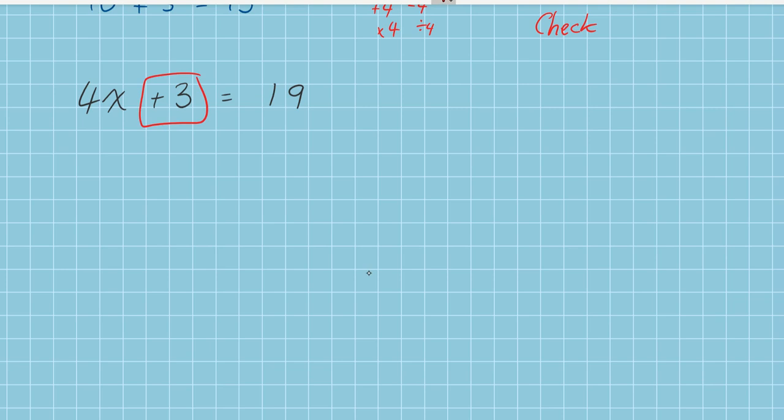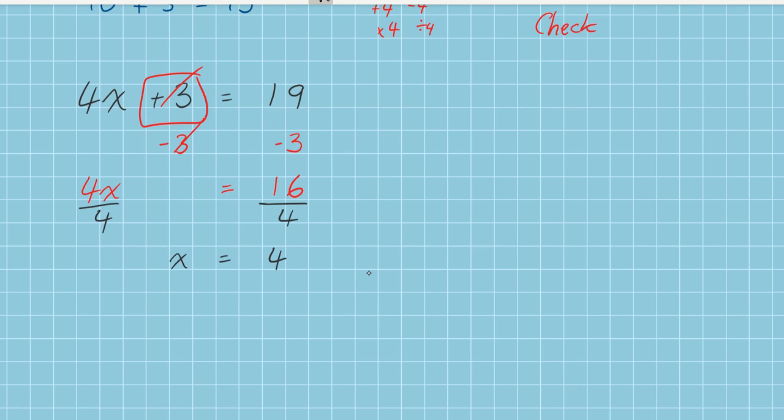Okay, so my first step is I'm going to take this guy here out. He's a plus 3, so I'm going to minus 3. Maintaining balance, I'm going to minus 3 from there as well. Okay, let's reassess our situation. 4x, that's gone, so that equals 16. Now I need to get rid of this times by 4, so I'm going to divide by 4. I'm going to divide by 4 there, which means we're going to be left with x equals 4.